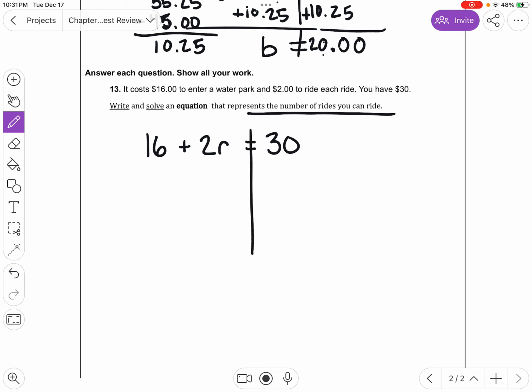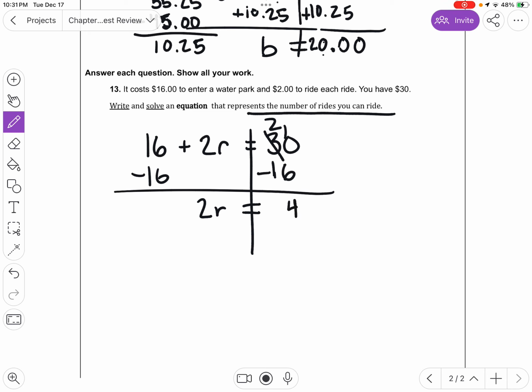Alright. To solve this two-step equation, we're going to subtract 16 from both sides to start with. I get 2r is equal to, let's borrow from there, 10 minus 6 is 4, 2 minus 1 is 1. 2r equals 14, so each ride costs $2, and I have $14 left for rides. I'm going to divide that by $2, and I end up with r is equal to 7.